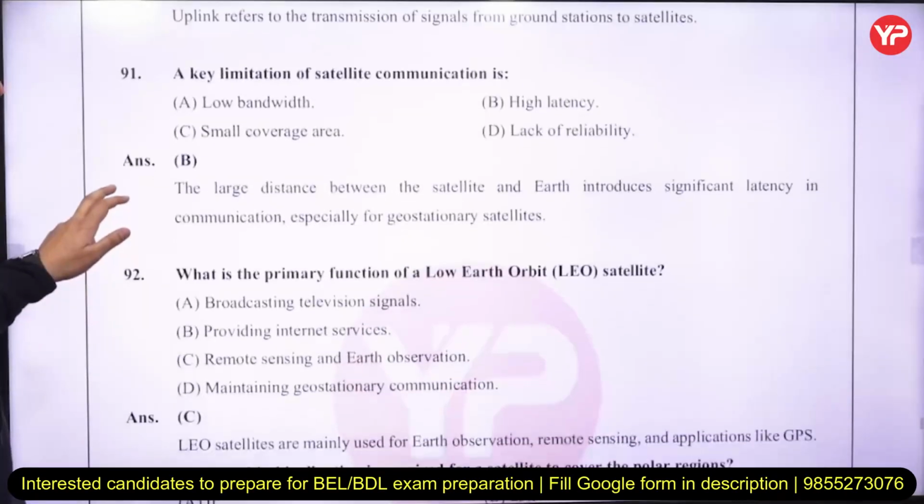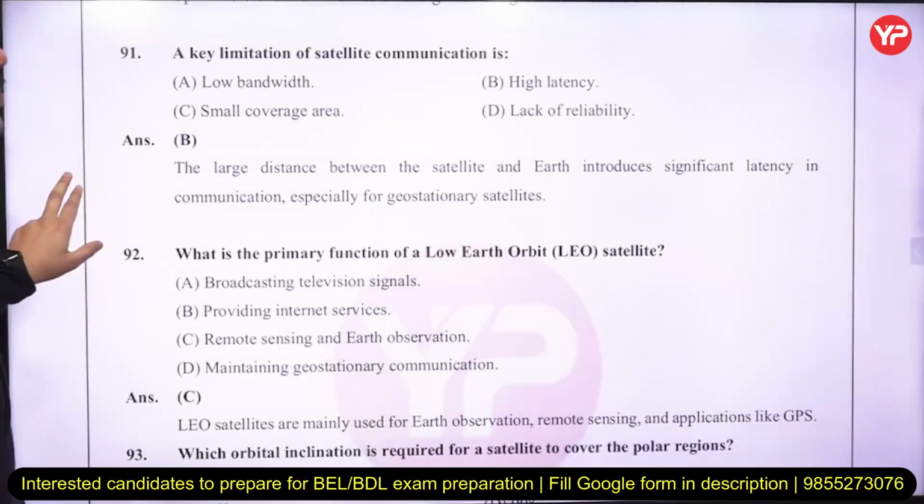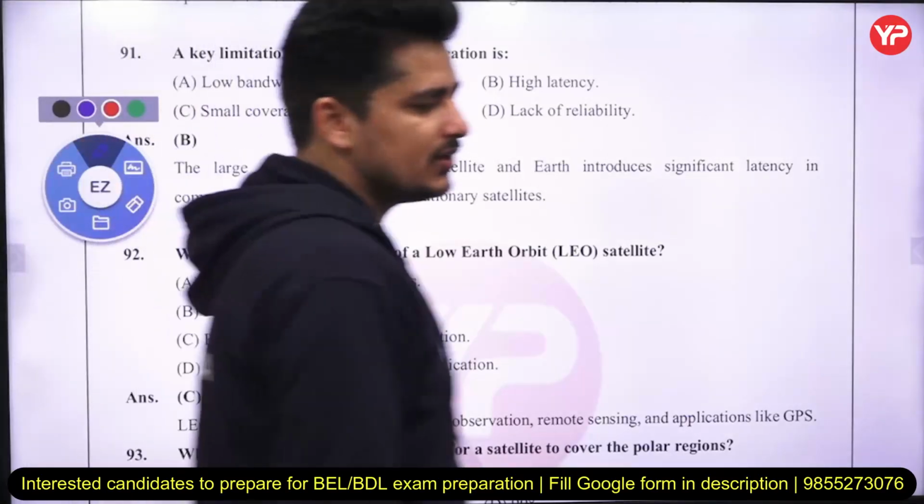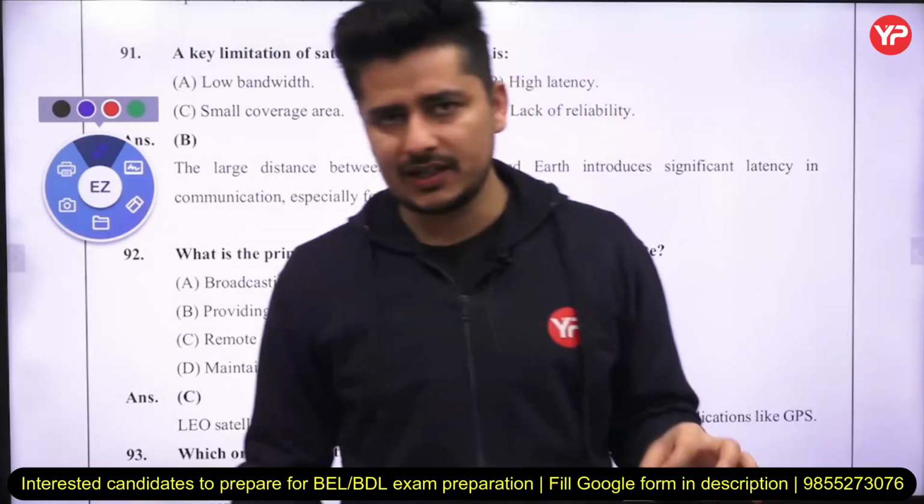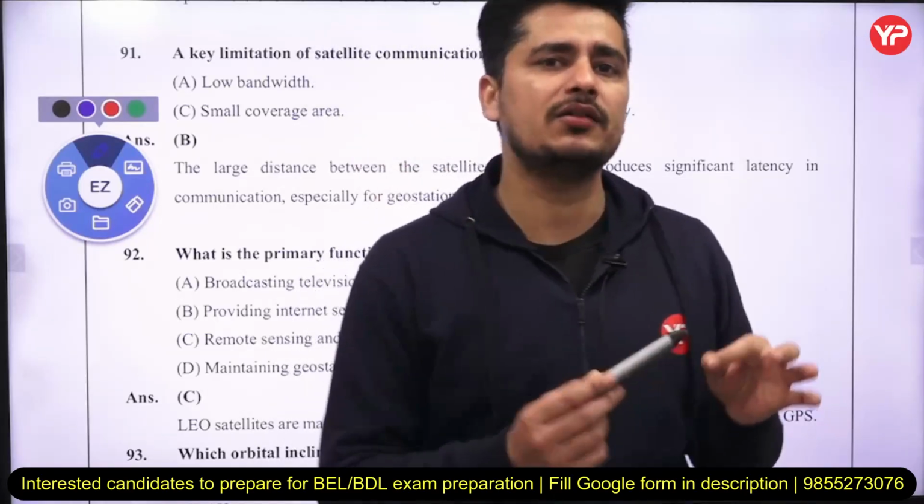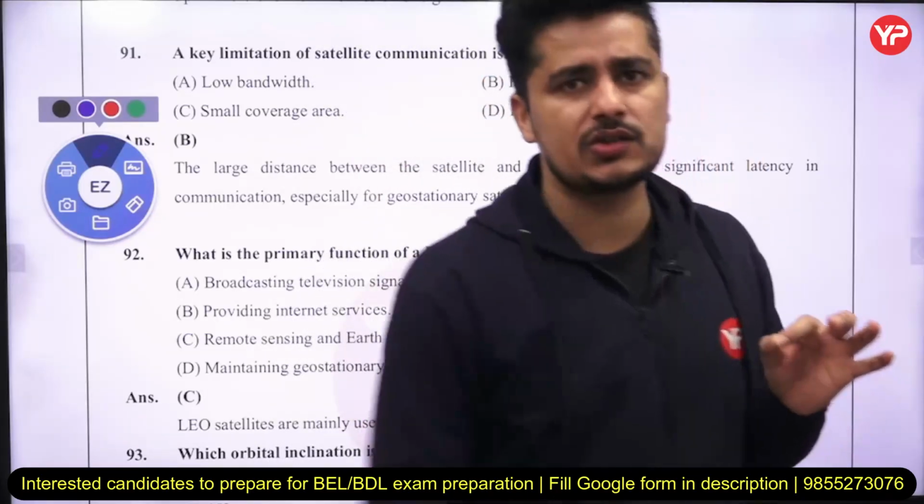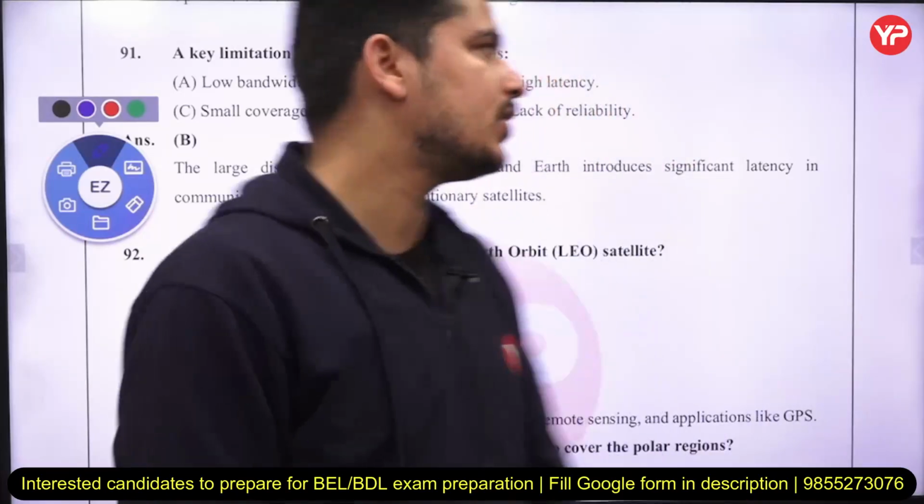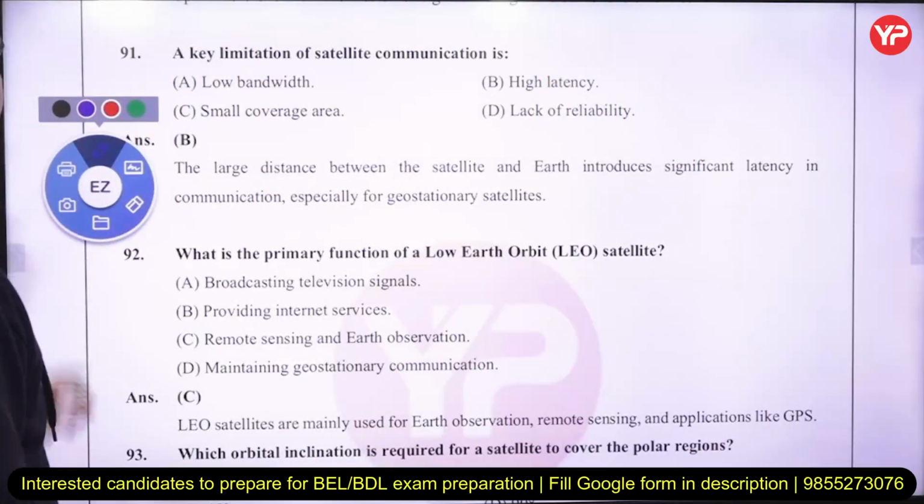Key limitation of satellite communication: the main disadvantage is latency. Whenever you are sending a signal, you send it from here to the satellite, then the satellite will send it back to the earth station, so it will take a lot of time. That's why latency is the major factor, a high latency rate.